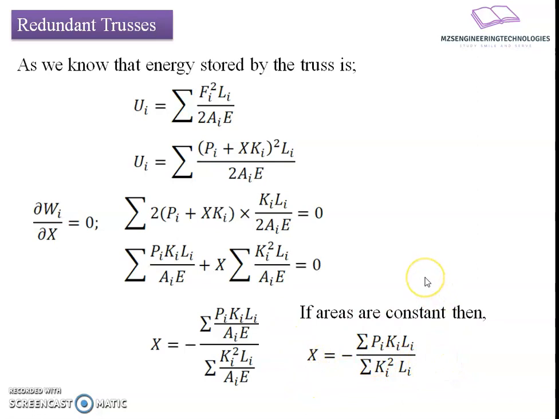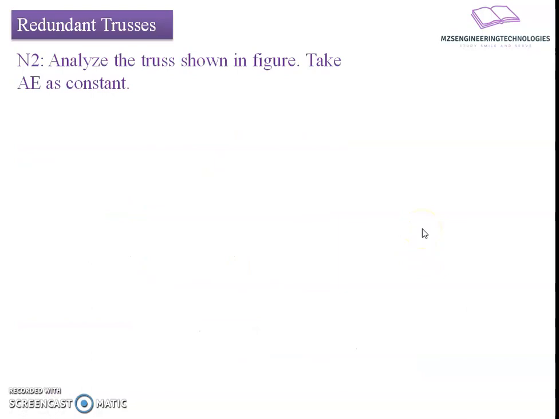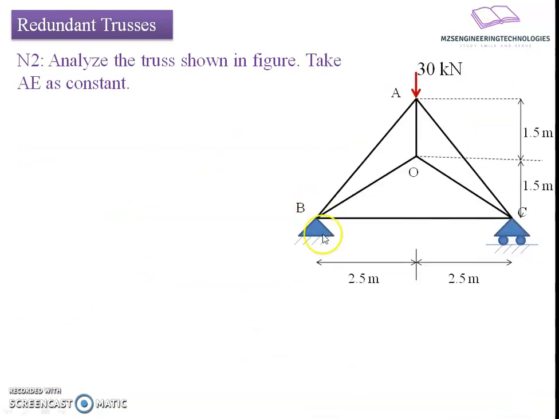Let's try to understand with the help of analysis of a numerical here. The numerical statement is: analyze the truss shown in figure. Take A as constant. The figure shows a compound truss having end supports, B as a hinge support and C as a roller support. The bay width is 5 meter and the bay height is about 3 meter. It carries a 30 kilonewton load at the joint A.